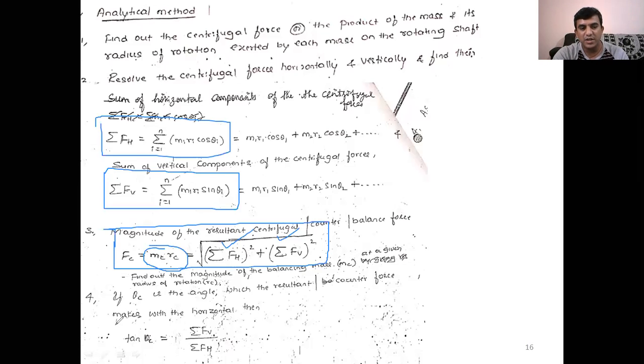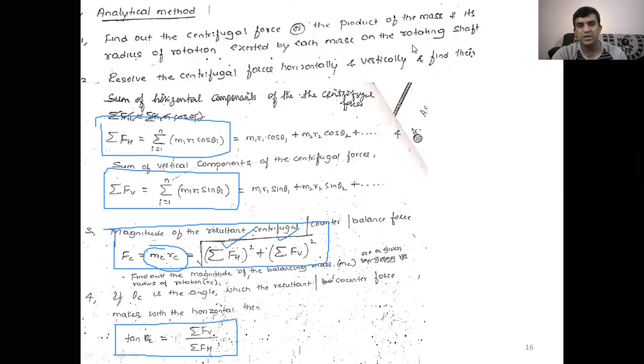As you know, tan theta is nothing but the opposite side divided by the adjacent side, meaning the vertical side divided by the horizontal side. Tan theta is equal to the vector sum of all the forces acting in the vertical direction divided by the vector sum of all the forces acting in the horizontal direction. These are the 4 steps you should remember.